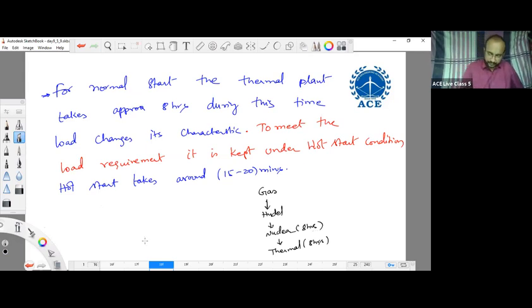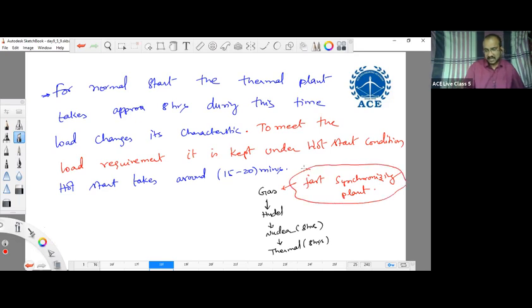The fastest synchronizing plant is the gas plant. That's why it is preferred as a peak load plant, because the peak load exists for only a shorter duration. During that interval, it should turn on and meet the load requirement. Understood my point here.